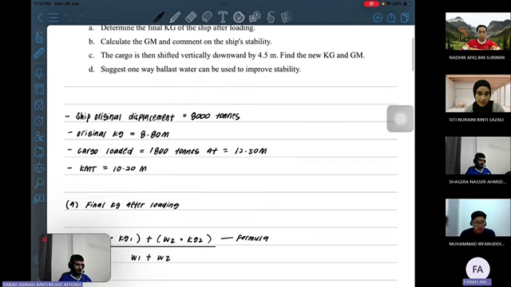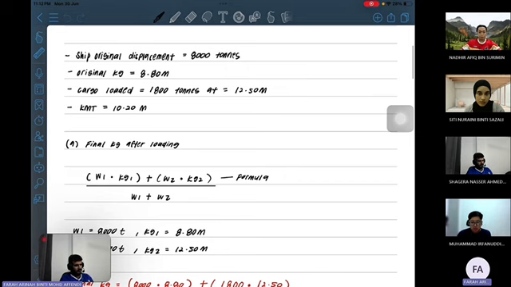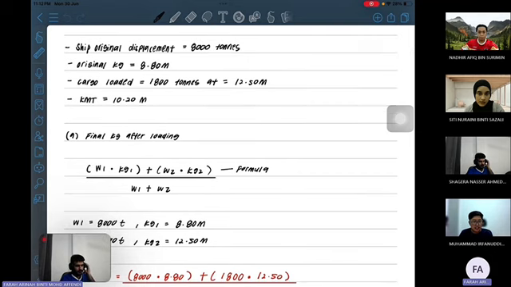So in this question, given 8,000 tons for the ship's original displacement, the original KG is 8.80 meter. Cargo loaded is 1,800 tons at 12.50 meter, and KMT is 10.20 meter.